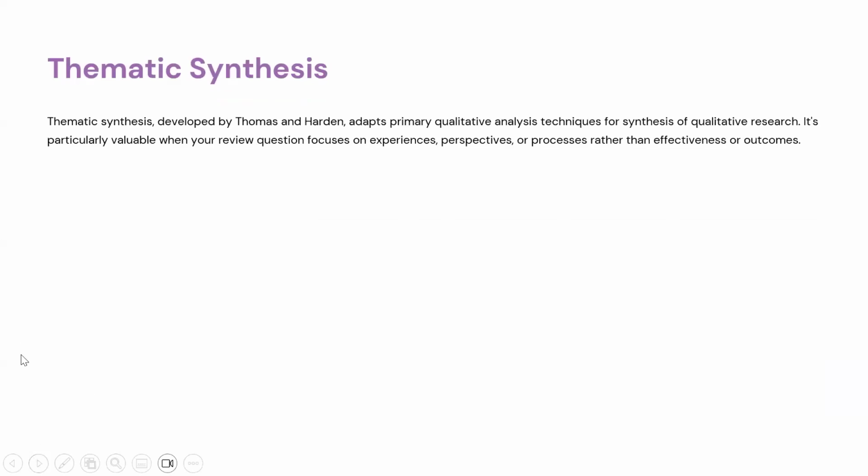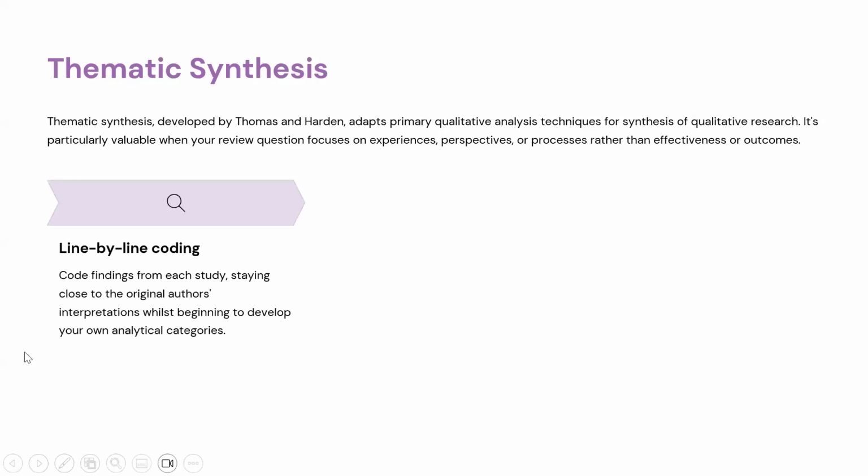We'll now be looking at a thematic synthesis, which was developed by Thomas and Harden. It adapts primary qualitative analysis techniques for synthesis of qualitative research. It's particularly valuable when your review questions are focused on experiences, perspectives, or processes rather than effectiveness or outcomes. So again, you're looking at what the experience of the participants was, what their perspectives were, and what the processes behind that research were, rather than trying to answer whether it was effective in terms of a particular outcome. Again, it involves line-by-line coding.